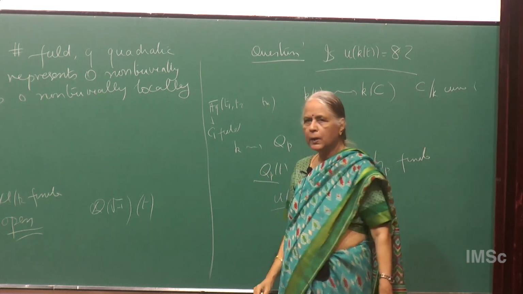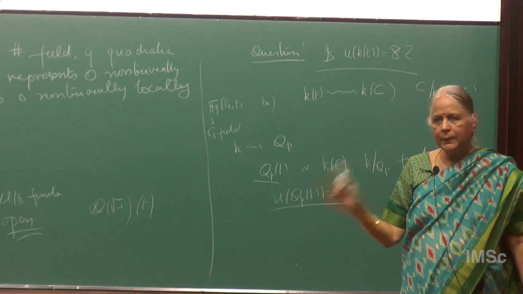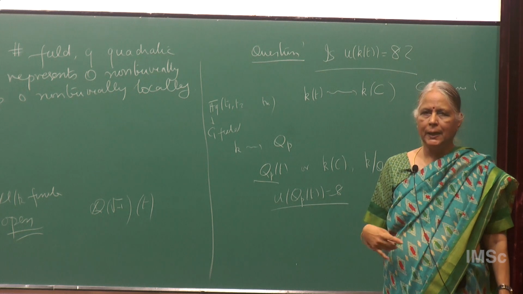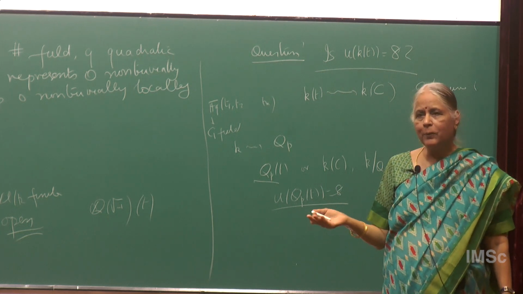Every 9-dimensional quadratic form, instead of a number field, you go to the completion. There it is true that when you go to a function field in one variable, the u-invariant is 8. You would believe that this is known for a long time. It's not known for a long time.